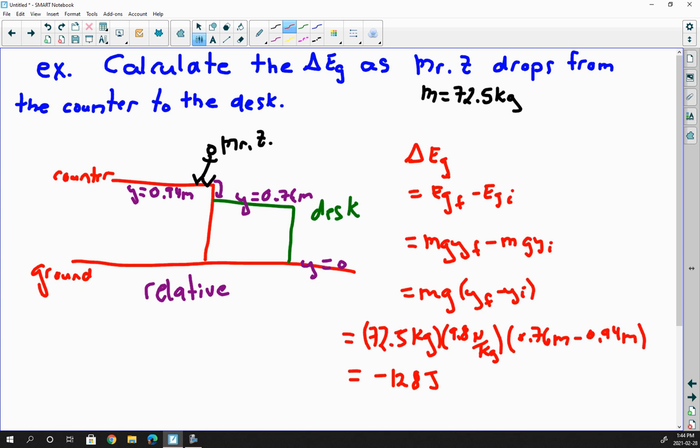We've gone through two sections here on kinetic energy and gravitational potential energy.